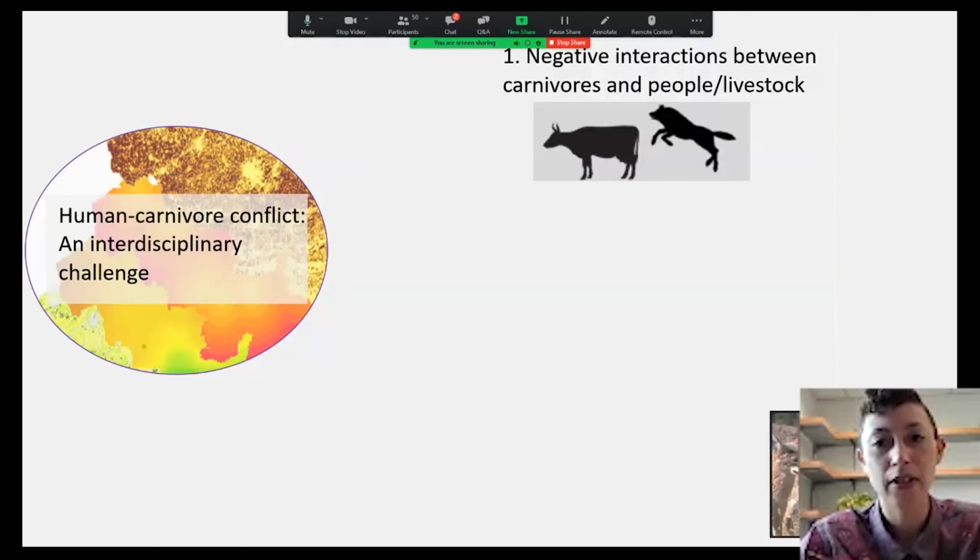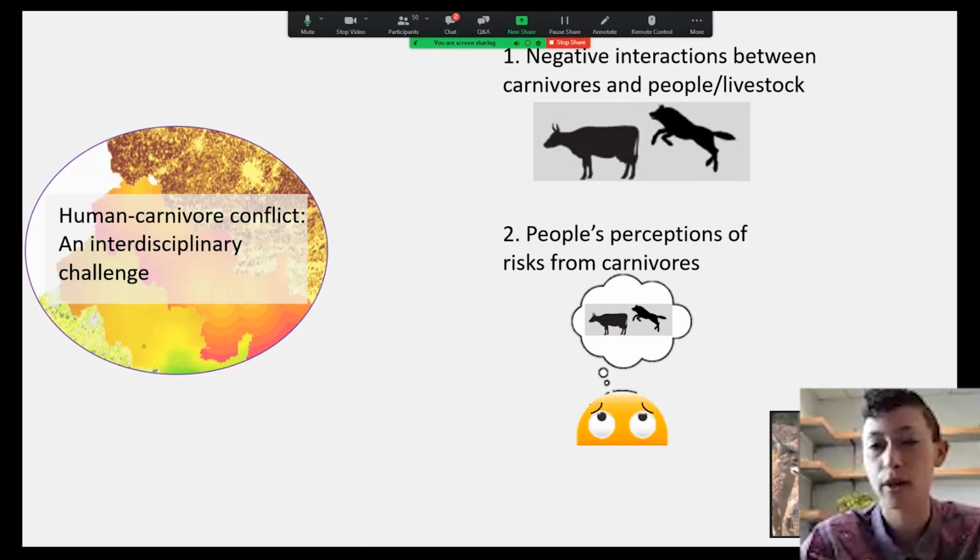So I'm going to be using the term human-carnivore conflict during my 2 case studies. So I just wanted to pause and give you a definition of that for context for those of you who aren't familiar. So human-carnivore conflict is our way of describing the negative interactions that can happen between carnivores and people or their livestock, as well as people's perceptions of risks that carnivores pose. So a negative interaction might be a puma killing someone's goat or even chasing a person while they're hiking.